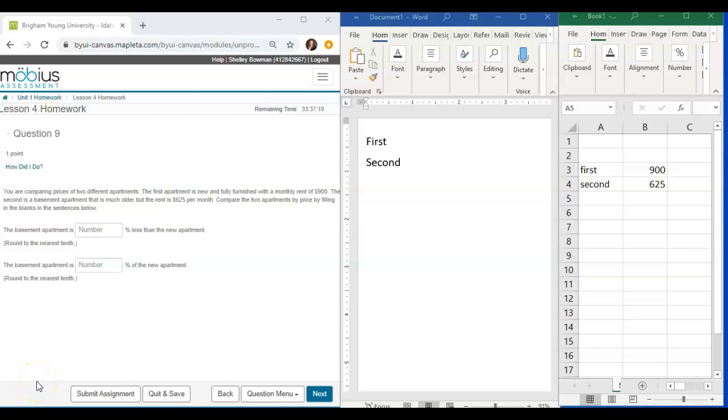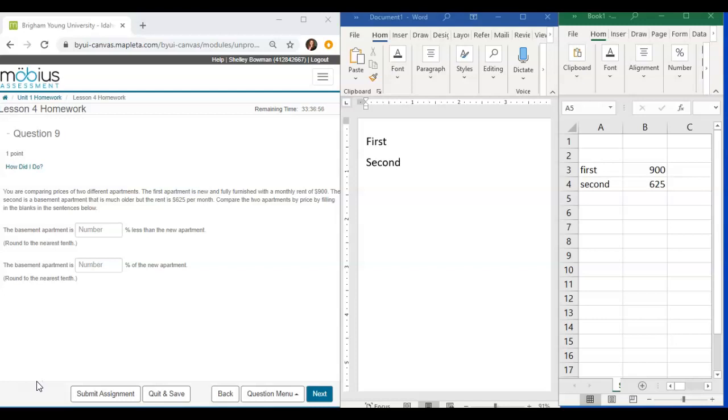This tutorial is for Lesson 4 homework question number 9. You are comparing prices of two different apartments. The first apartment is new and fully furnished with a monthly rent of $900. The second is a basement apartment that is much older, but with a rent of $625 per month. Compare the two apartments by price by filling in the blanks in the sentences below.